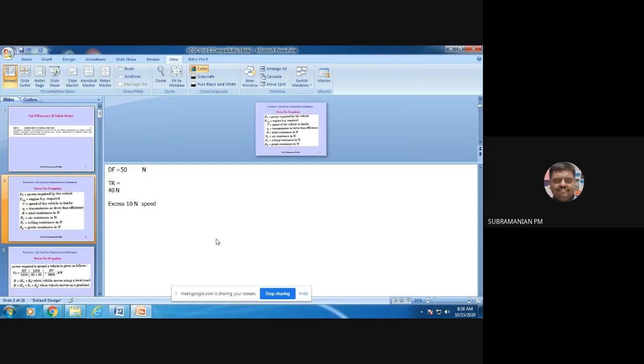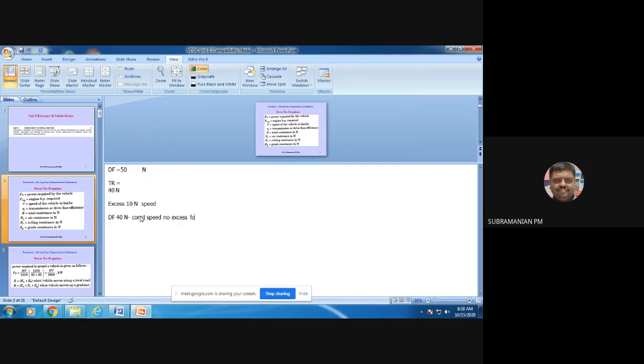Now the driving force, say, comes to 40 newton, because I have changed the gear. I have reduced the torque and increased the speed. Now my driving force is 40 newton and total resistance is also 40 newton. What will happen now? The vehicle will be running at constant speed. Now there is no excess force.